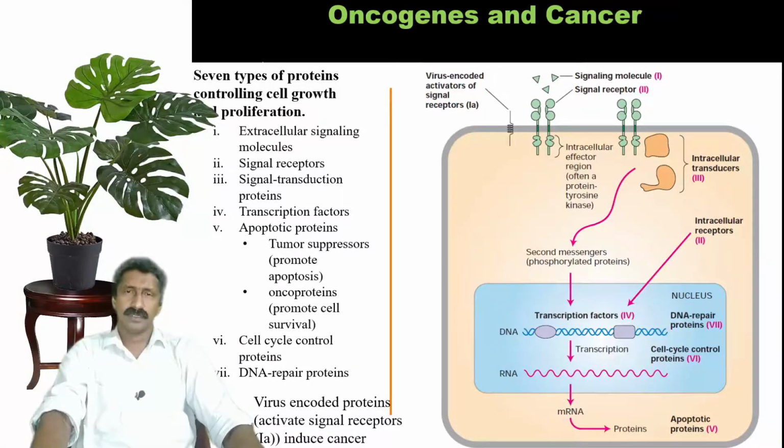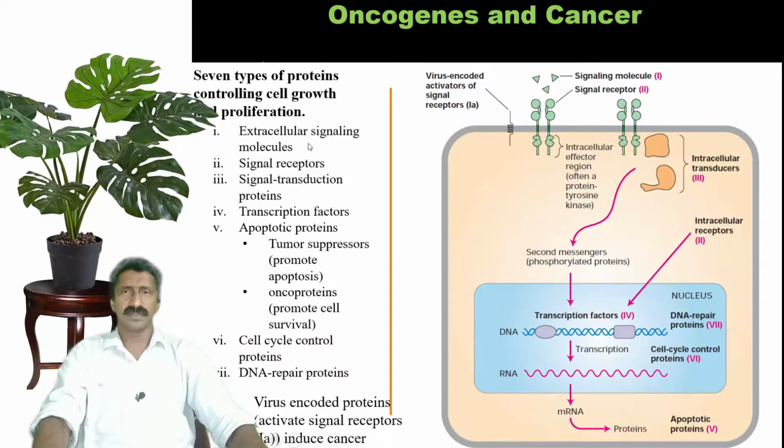Hello. Let's continue with our discussion on oncogenes and cancer. We have 7 types of proteins controlling cell growth and proliferation. This picture shows these stages, the proteins that are interacting at various stages in the cell.